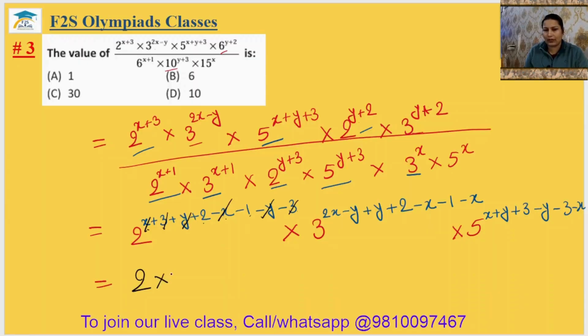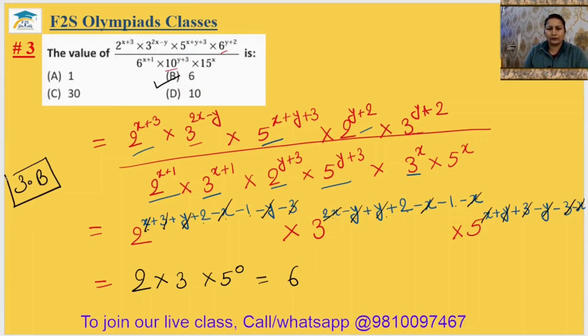So 2 multiply by, not 2x minus x minus x. So all will cancel out. Now minus y plus y cancel out. Plus 2 minus 1, only 1, multiply by 3. Now multiply by x minus y plus 3 minus 3, so 5 to the power 0. Any number to the power 0 will be 1 only. So 3 twos is 6, multiply by 1, it will be 6 only. So option B is the correct answer. The third answer will be option B.